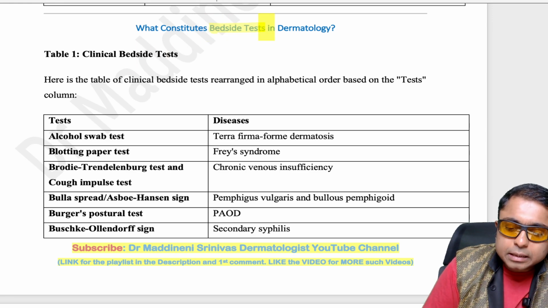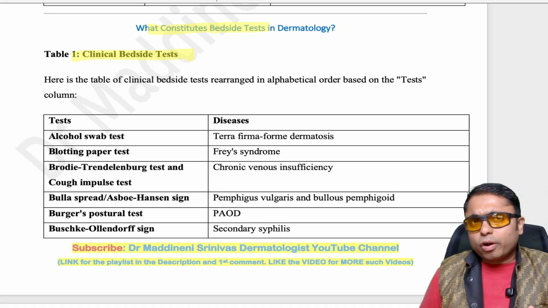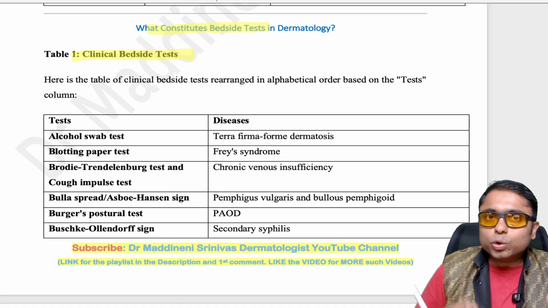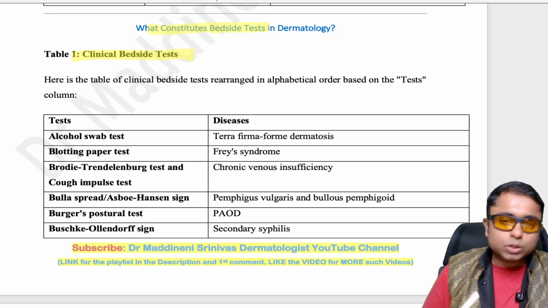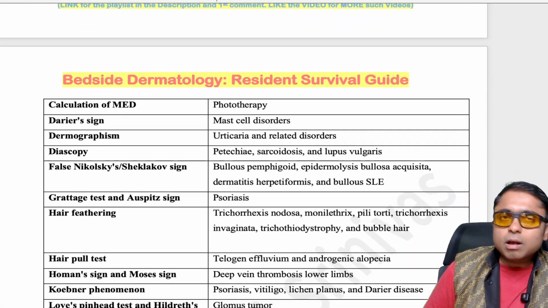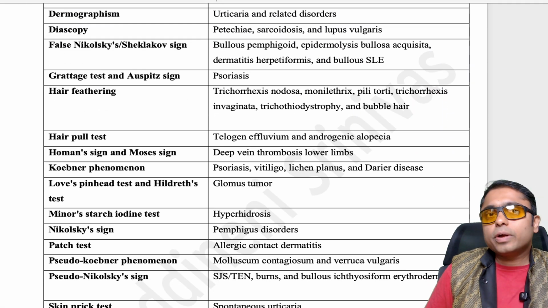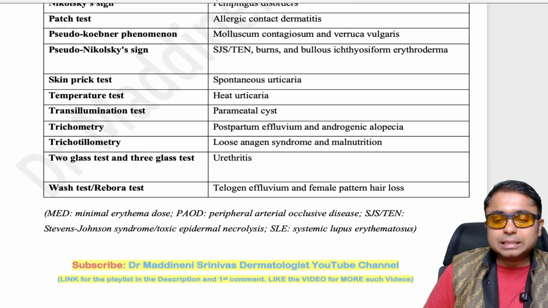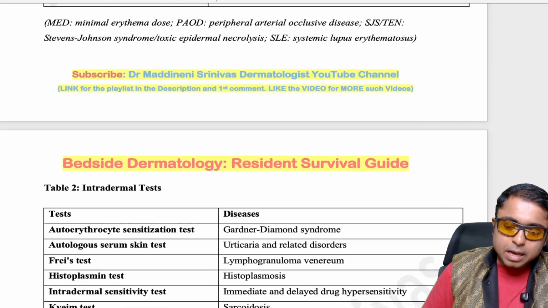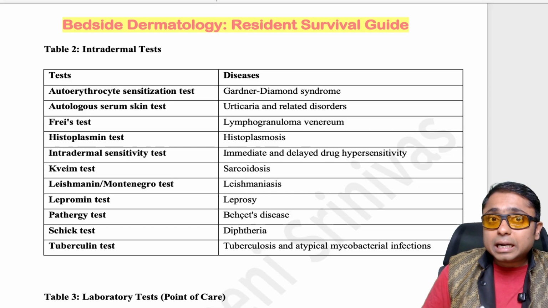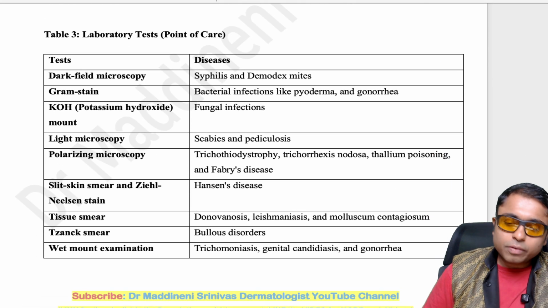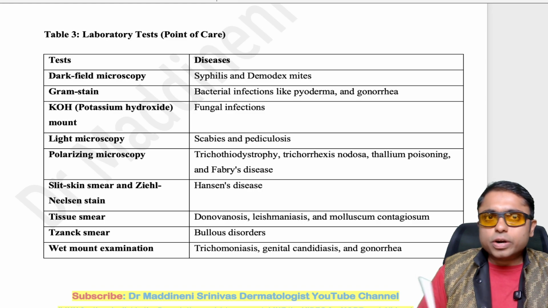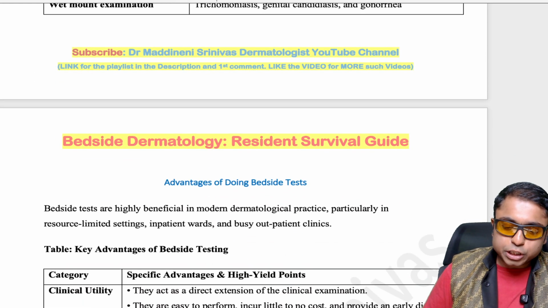And what constitutes the bedside tests? We have the clinical bedside tests, all of which are arranged in alphabetical order. We are going to see them one by one in the course, or in this YouTube playlist. So do not worry. If you want, you can pause this video and read out all these tests and signs. We are going to cover them. Apart from this, we have certain intradermal tests which can be performed to diagnose certain conditions, and we also have laboratory tests which help in the confirmation of certain conditions, right?